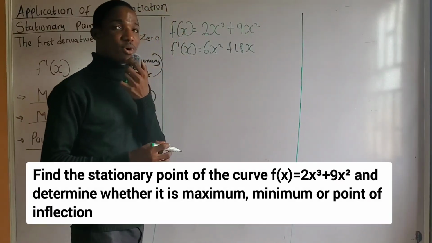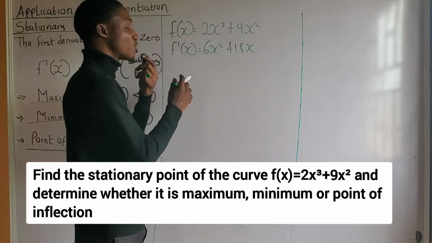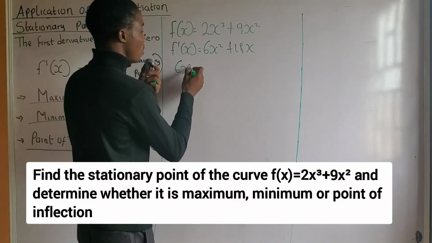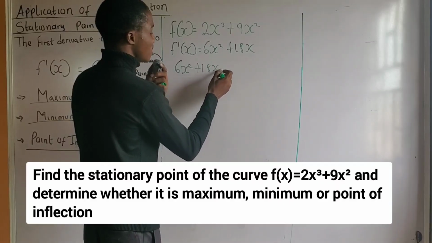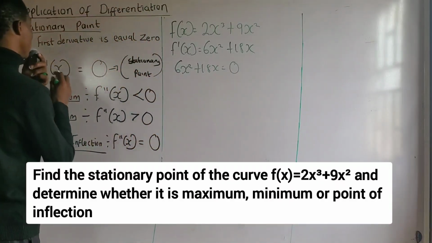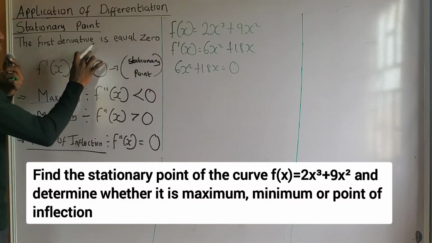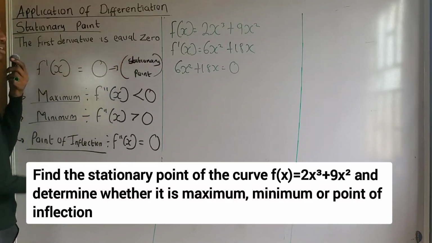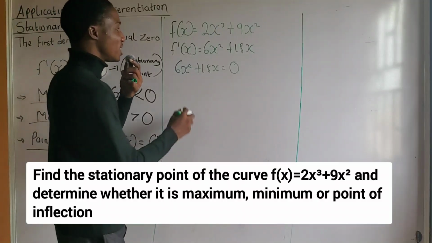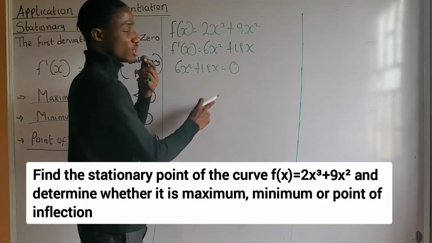Having differentiated the function, you set the function equal to 0. So I'm going to have 6x squared plus 18x equals 0. Because at a stationary point, I told you, the first derivative is equal to 0. The first derivative of a function is equal to 0 at a stationary point. So that is why I set this function equal to 0.